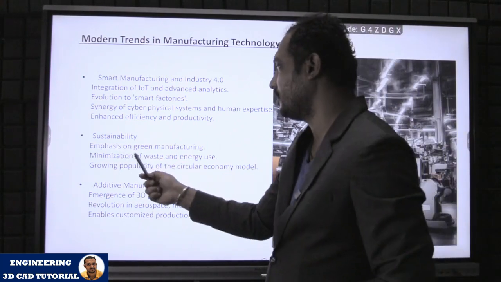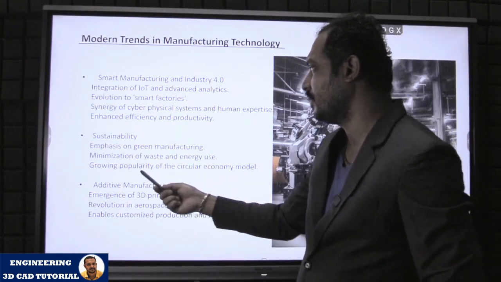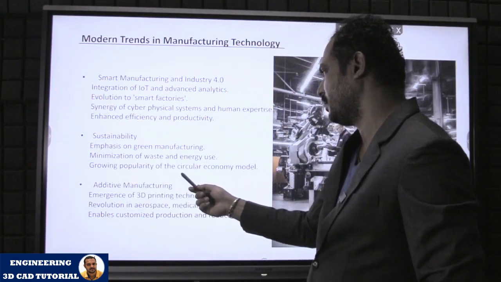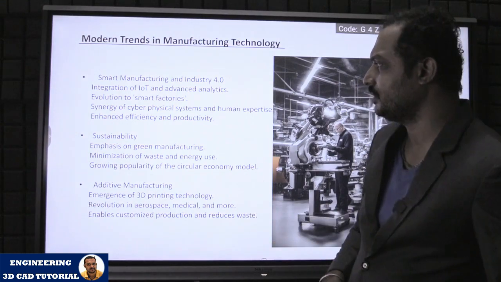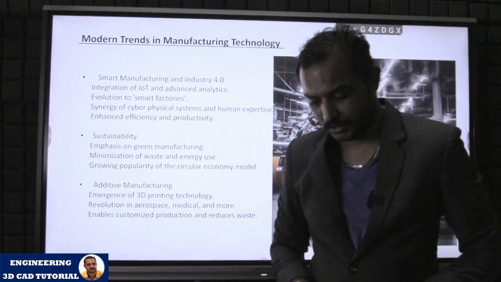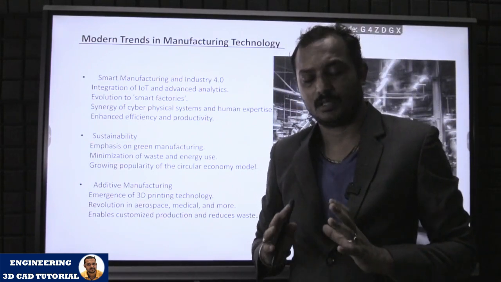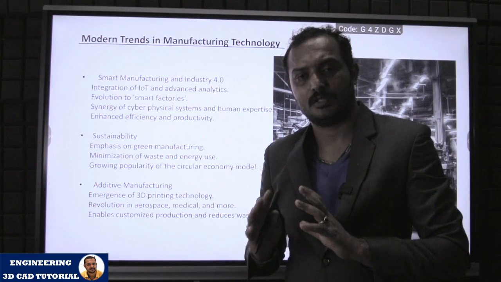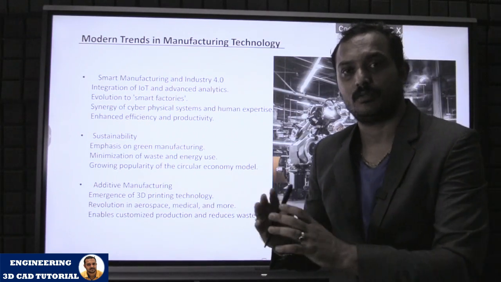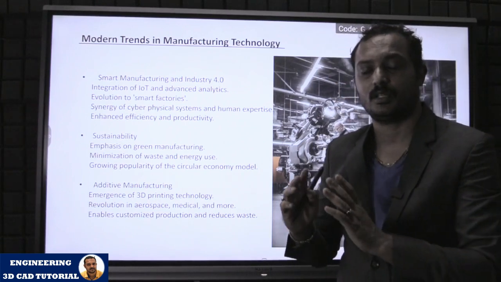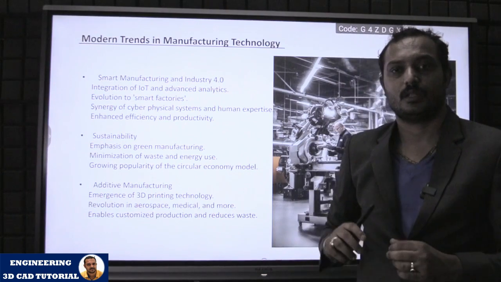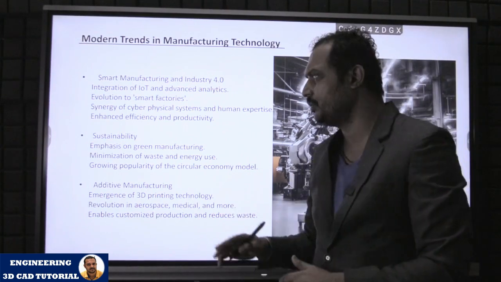So sustainability: emphasis on green manufacturing, minimizing waste and energy use, and the growing popularity of the circular economy model. When it comes to sustainability, we have to understand how human beings think about utilizing 100% of the material instead of wasting something. If you go for the press tool, or machining, or casting, how to utilize it.